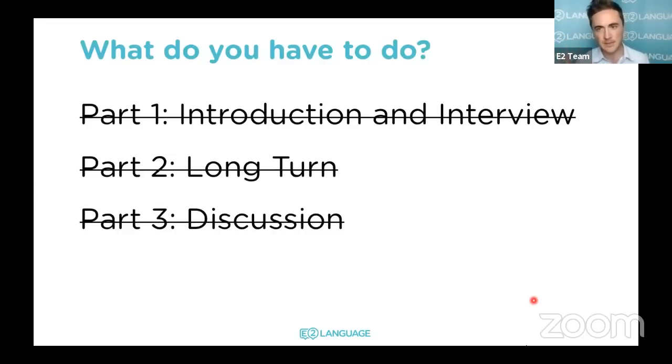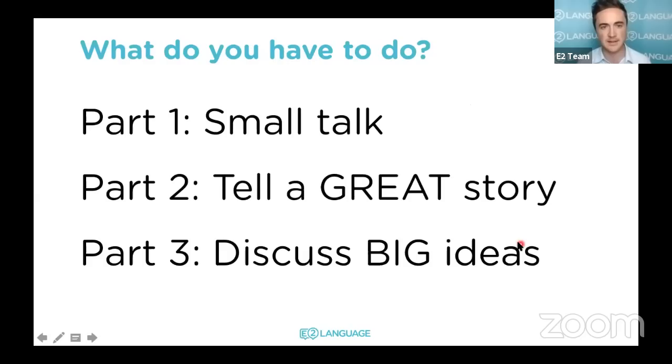They describe it in IELTS as the introduction and interview, the long turn and the discussion, but this is incorrect. You should think about it like small talk, tell a great story, and discuss big ideas. These are the 3 sections of the test that you need to do, right?